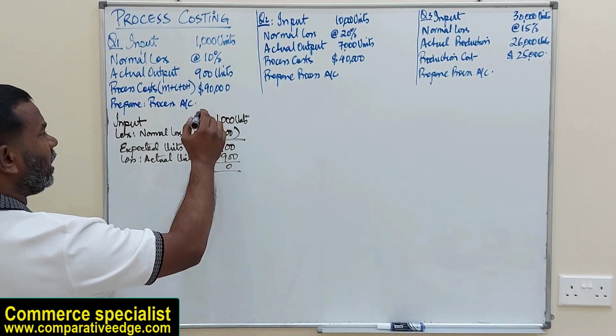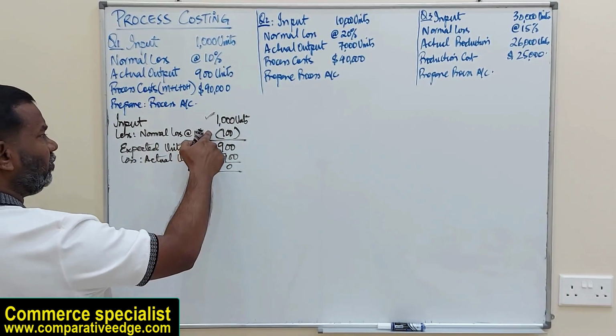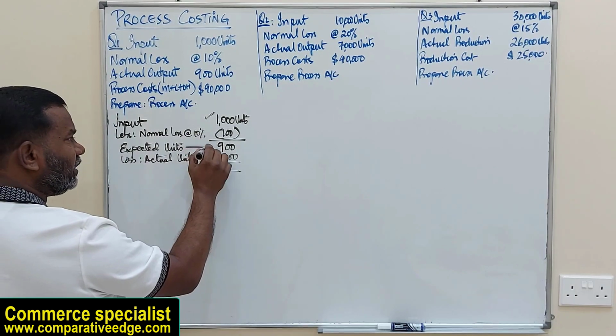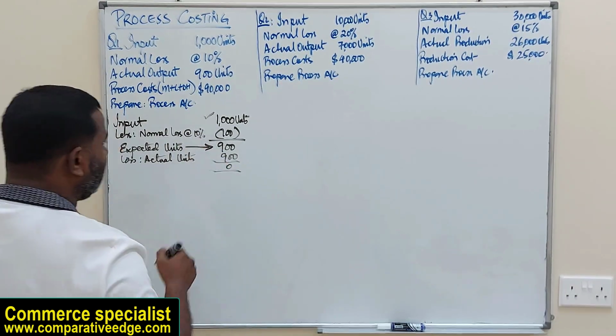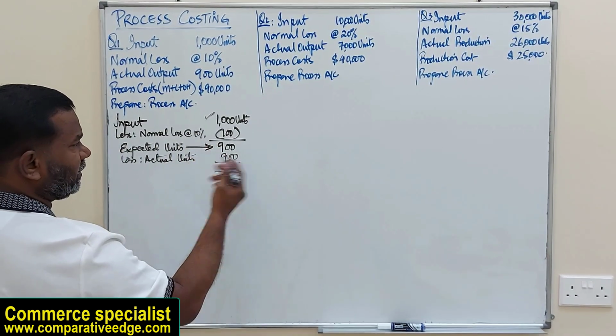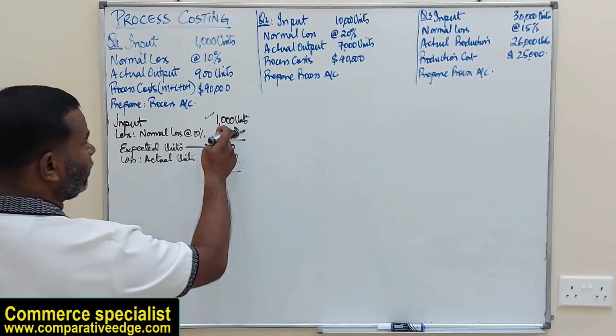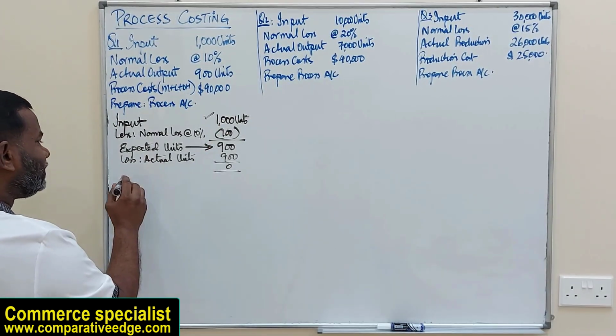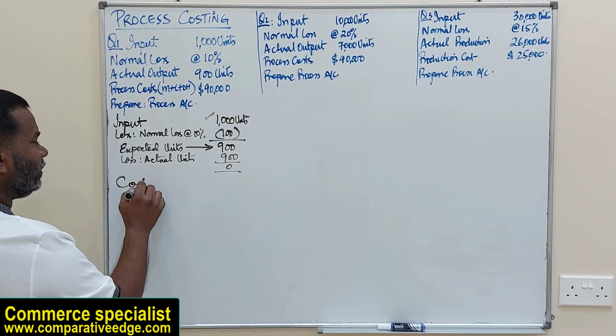First step, you start with your input minus your normal loss. This expected unit is very important. Actual units are also the same. That means there is no discrepancy. Your estimation of normal loss was correct. Second step is to calculate cost per unit.